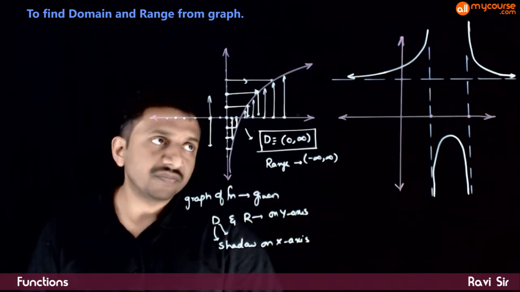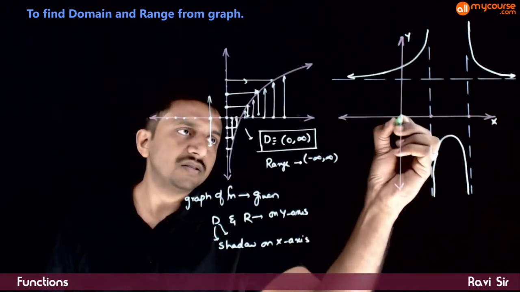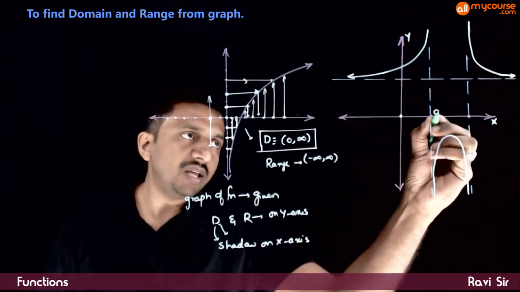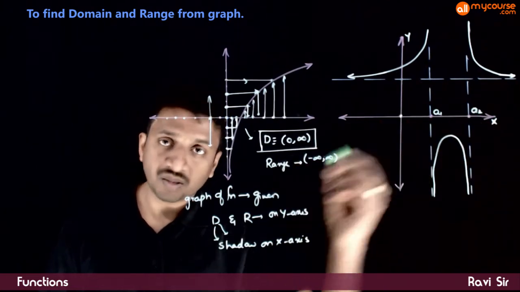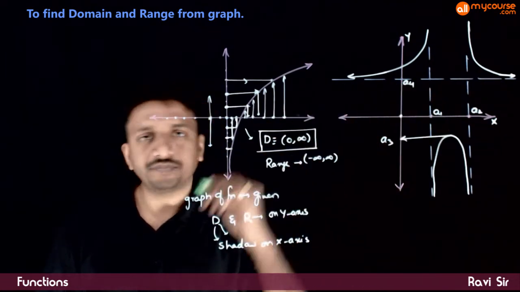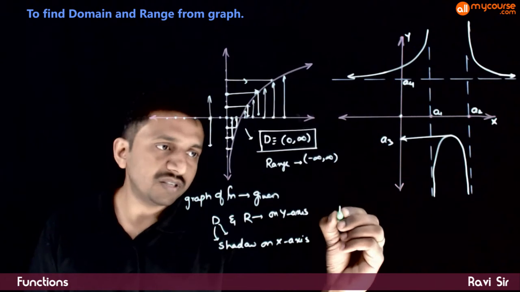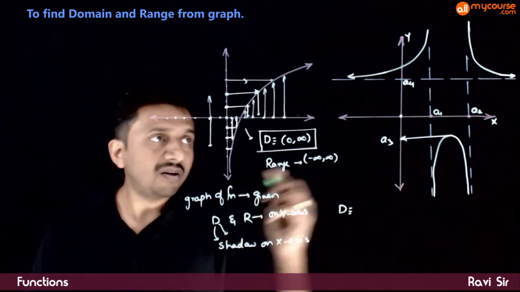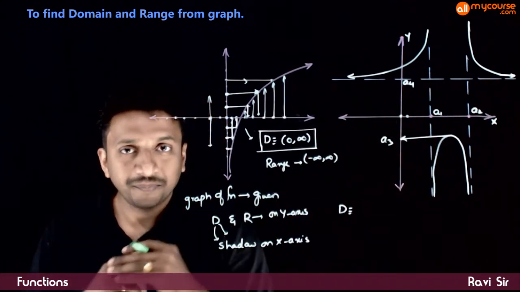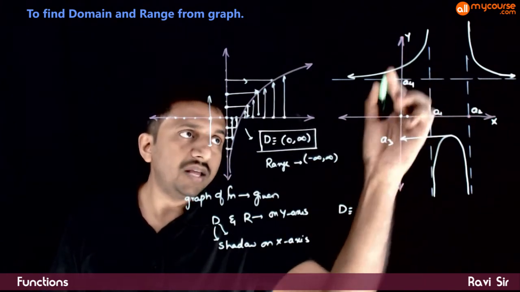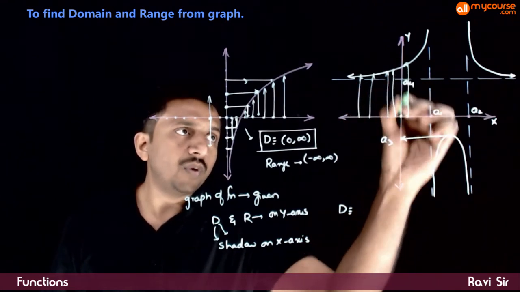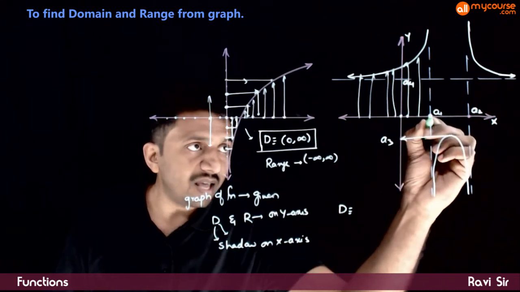So if you take this curve, this is the x-axis, this is the y-axis, this is the origin. Now I say that this is how the graph looks. Let this point be a1, let this point be a2, values of x, and let this value of y be a3, and let this be a4. Now what is the domain of this function? The domain is the values of x for which you can get a value of y. Corresponding to this x, you get a y here, corresponding to this x, you get a y here. So corresponding to every x, you're getting a y, except this a1.